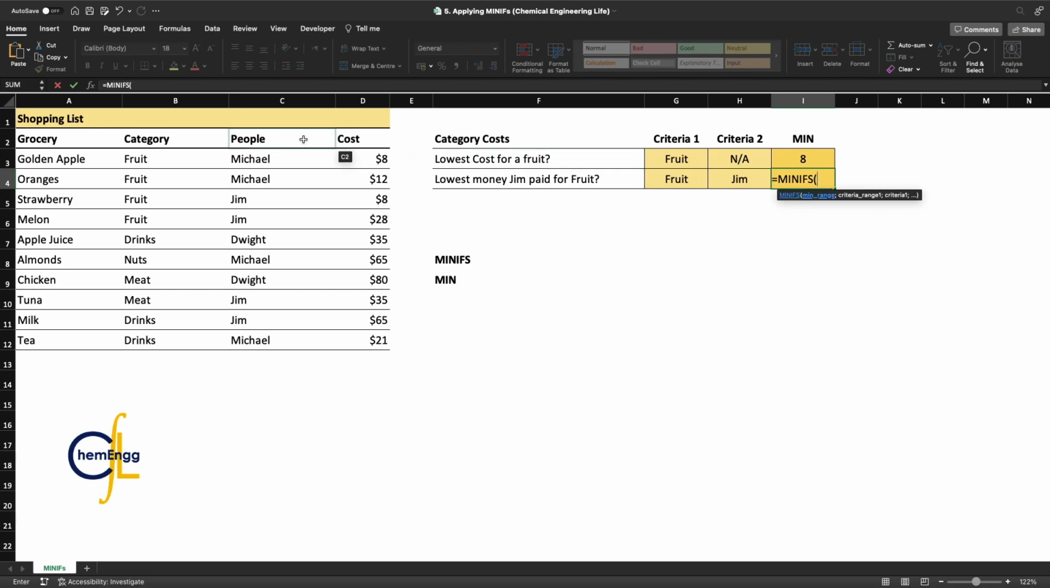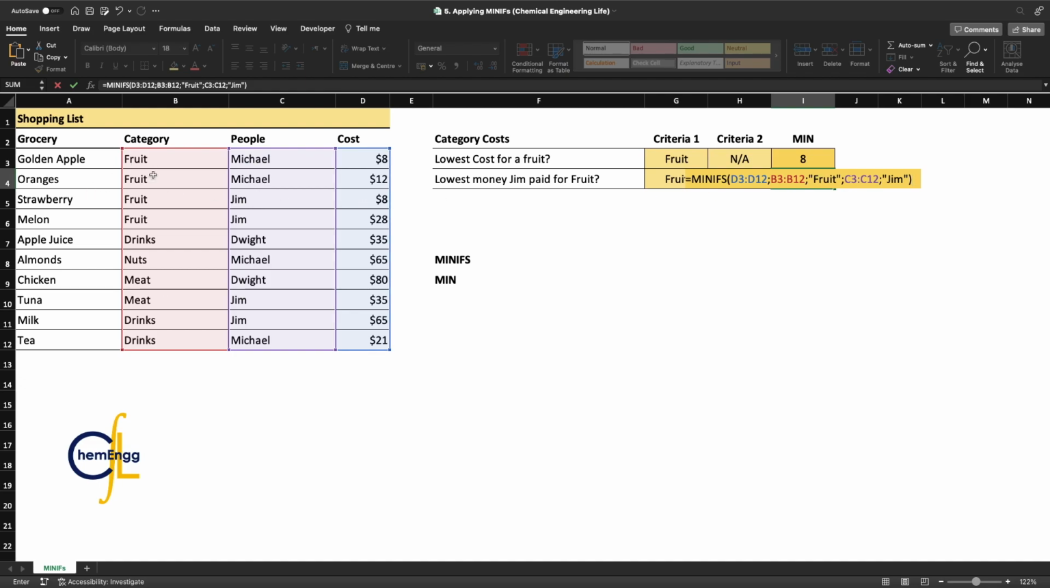So once again, we will write our MINIFS function. And again, we will select the minimum range, the range where we would like to get the minimum value. Then we would like to select our very first criteria range, which is the category, and we want fruit to be searched in that range. And then we'll select our second range, and we want Jim to be searched in that range. And that is it. So once again, if you're writing out the MINIFS function with two criteria, the first input is the range where you have the actual values stored from where you would like to return the minimum value. Then you select the criteria range, and then you provide the criteria that you would like searched in that given range.